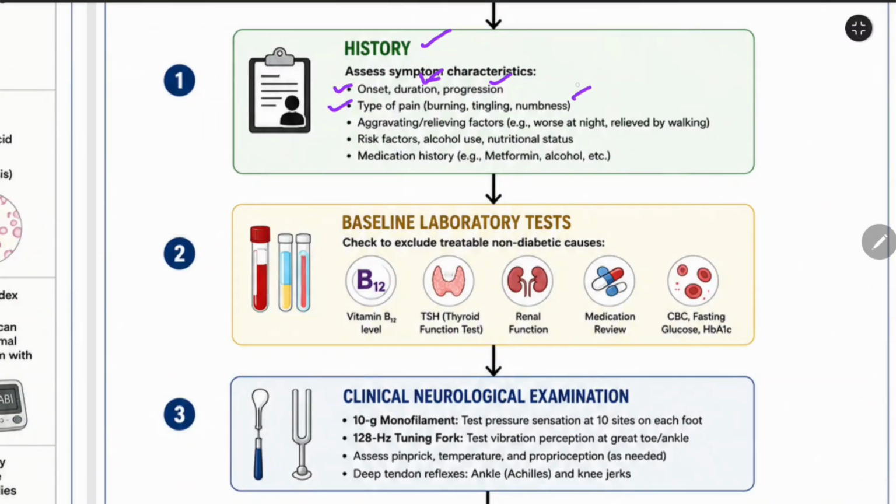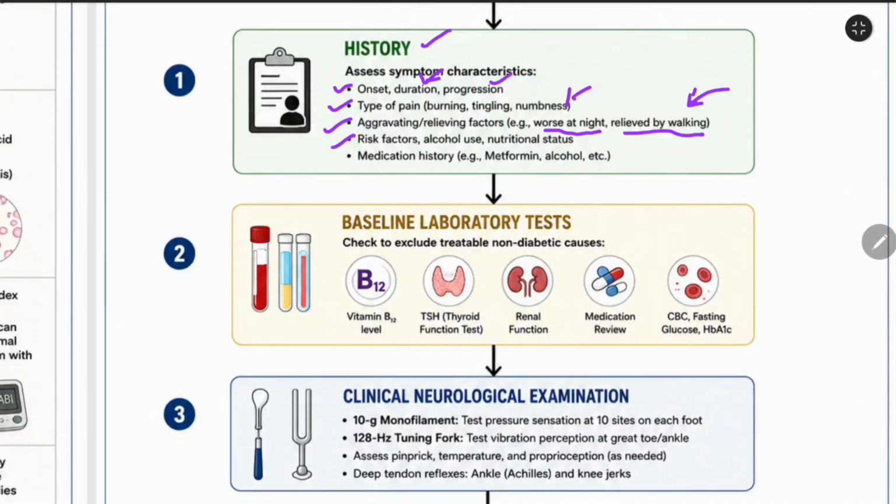So these are all neuropathic types of pain. What are the aggravating and relieving factors? In DSPN it is worse at night and it is relieved by walking. So it is opposite to vascular claudication, where the patient feels good when he rests and pain starts if he walks. So that is a very important factor.